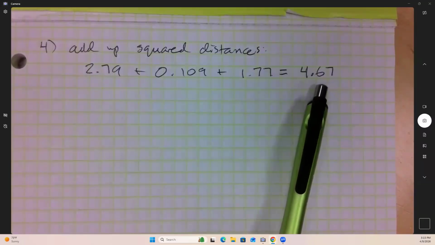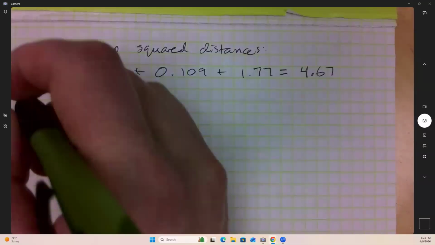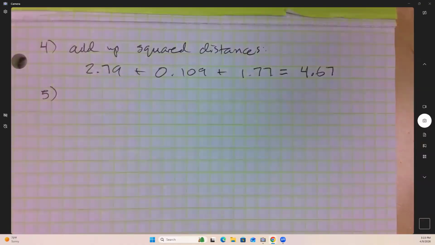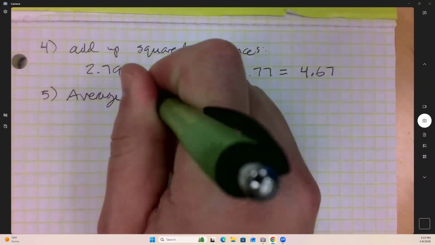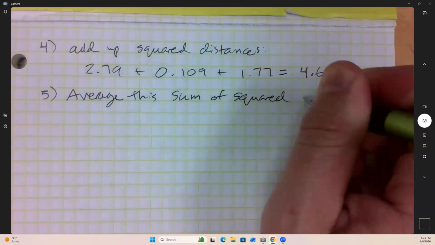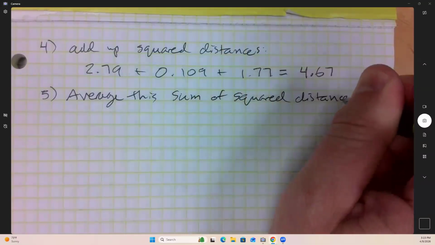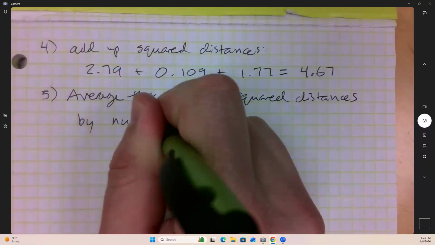So really, I want to adjust this. I want to, what's the word I'm looking for? Scale? No. Balance? Scale is not the word. I can't think of it. Average it. Yeah, I want to average it. Average this sum of squared distances, that's what that 4.67 is, by the number of observations.